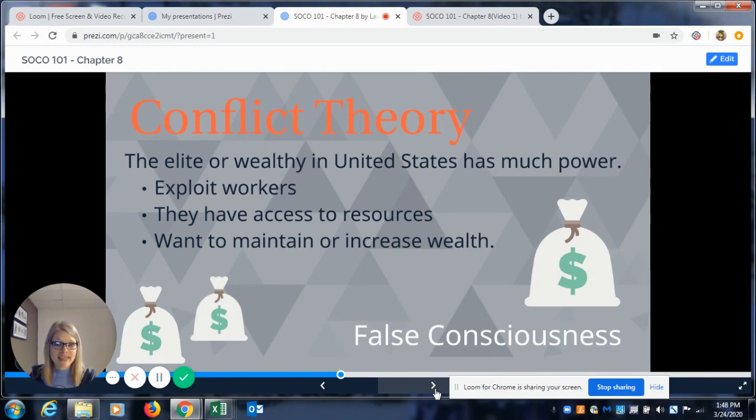When in reality, we again need to pull those curtains back and see what's really happening underneath, and recognize that those at the top are actually making more money. They're making profits off of the work that the service-oriented, entry-level people at the bottom are doing. So those are the three sociological perspectives.